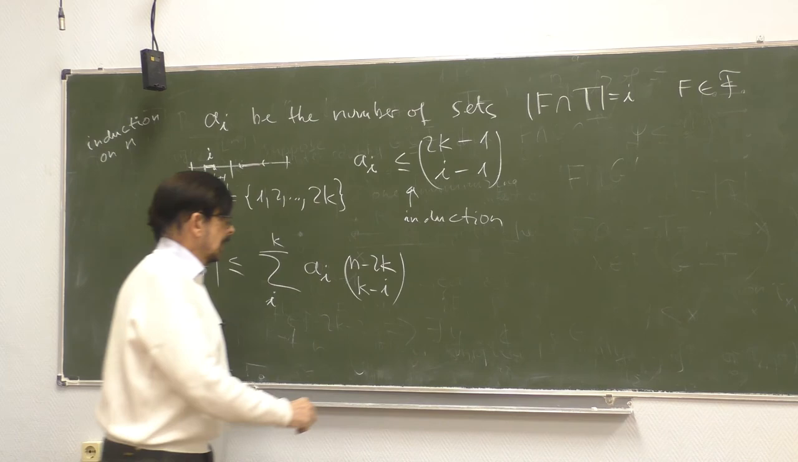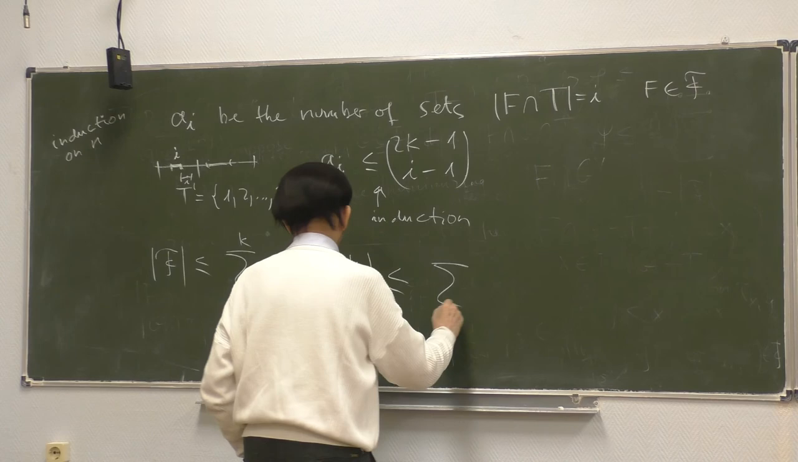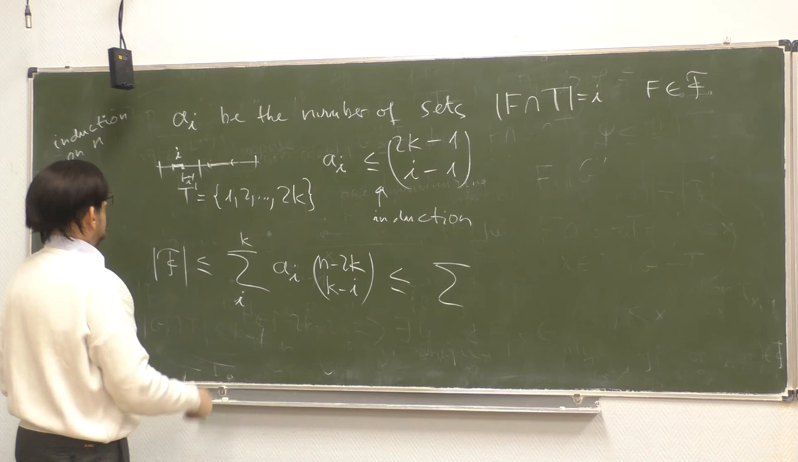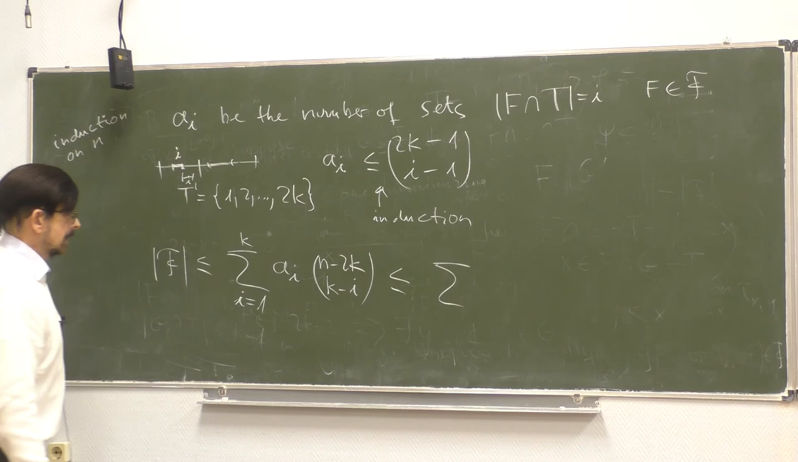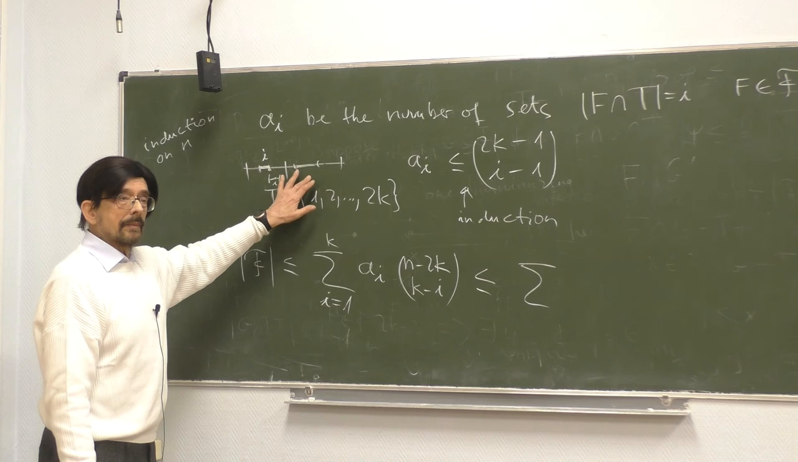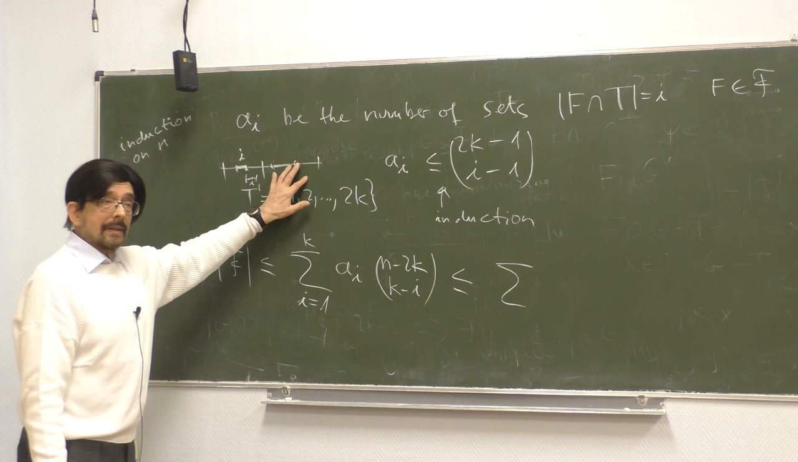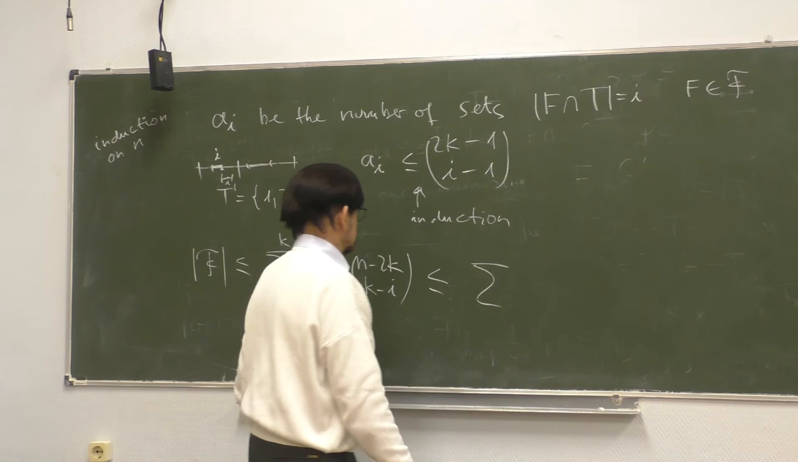And now, using this, I cannot be zero, right? It's not important, but it cannot be, because if a set is completely here, then it cannot have an intersection with another member inside. So I is from one, and now substitute it.